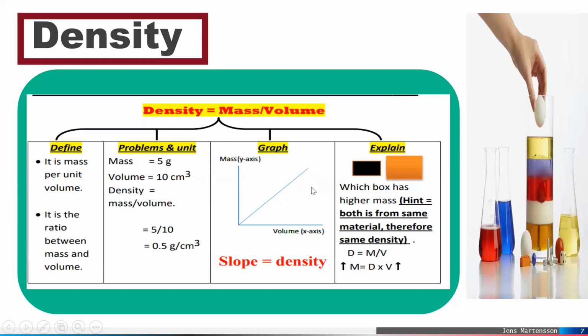Of course, if you draw a graph between the mass and the volume, the relation is a direct relation, which means the greater the mass, the greater the volume. You will get a straight line passing through the origin, and the gradient of this line will be the density. The density is the difference in masses over the difference in volumes. Okay.